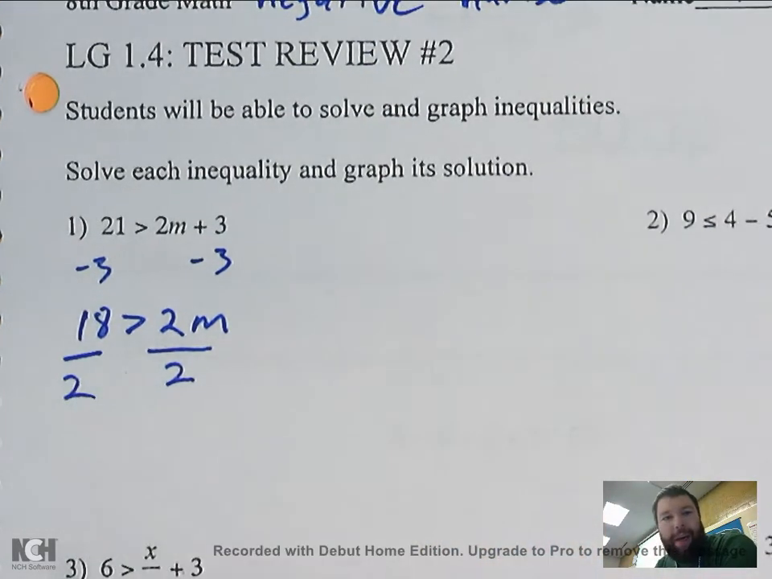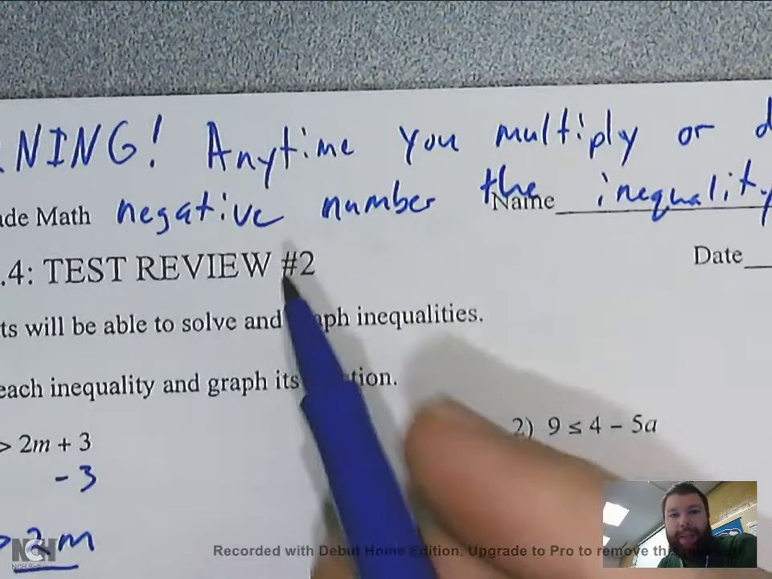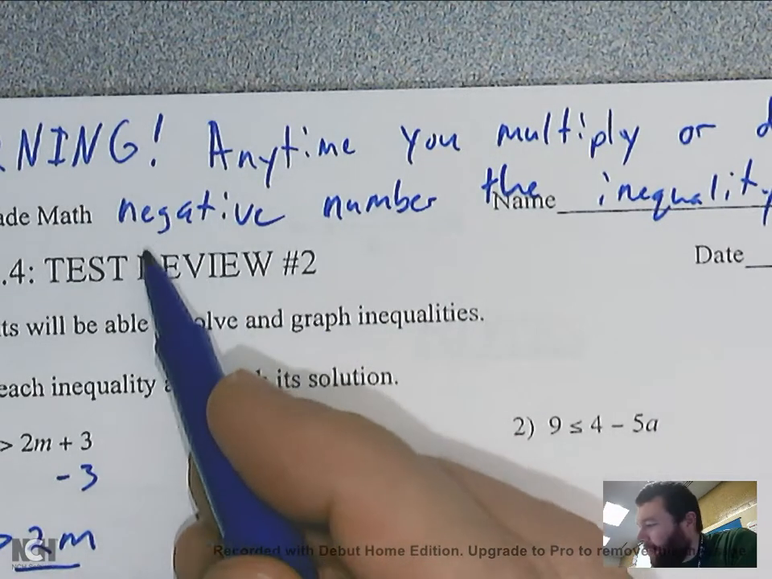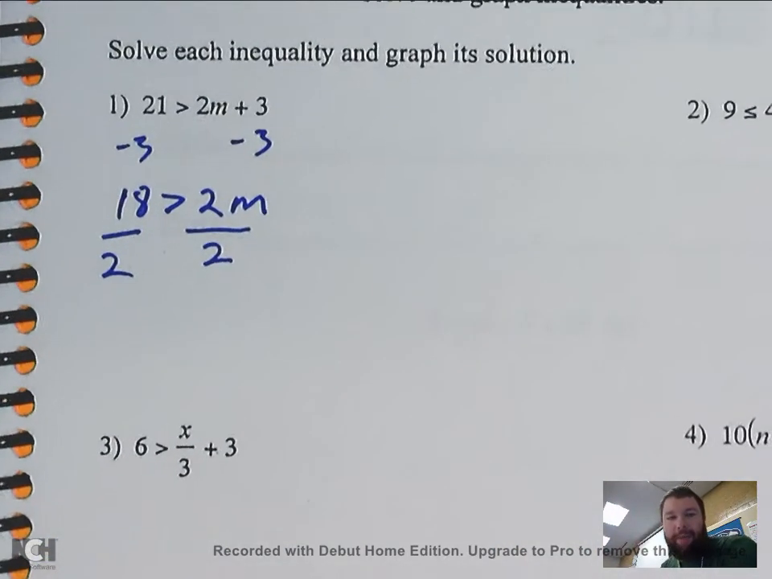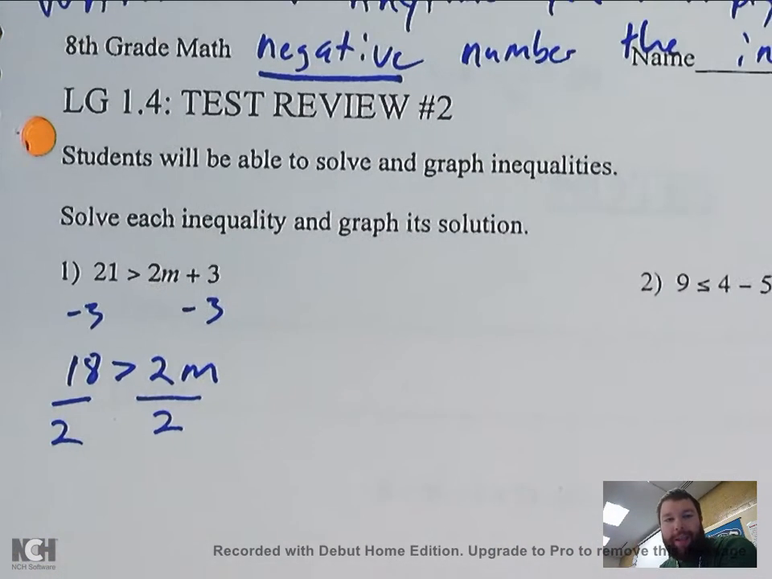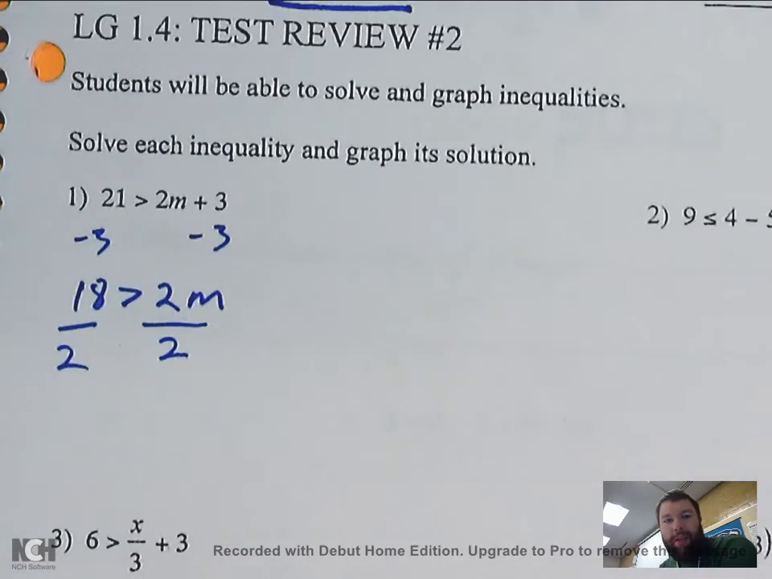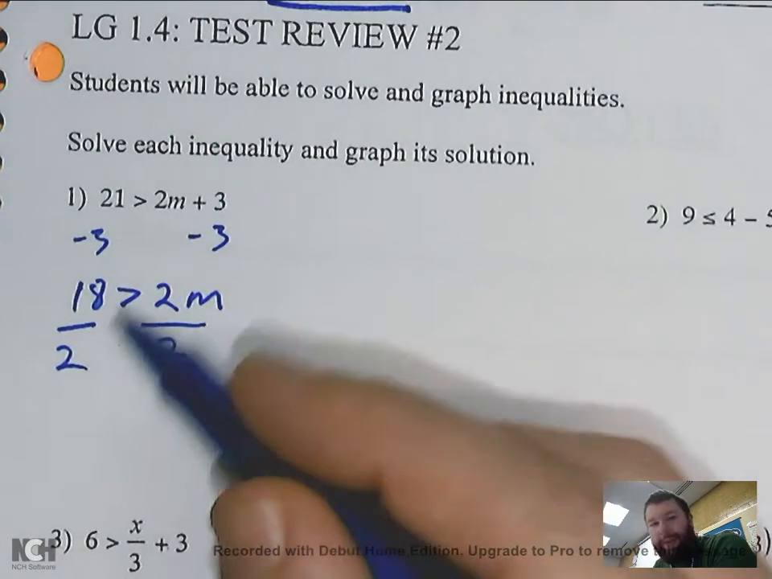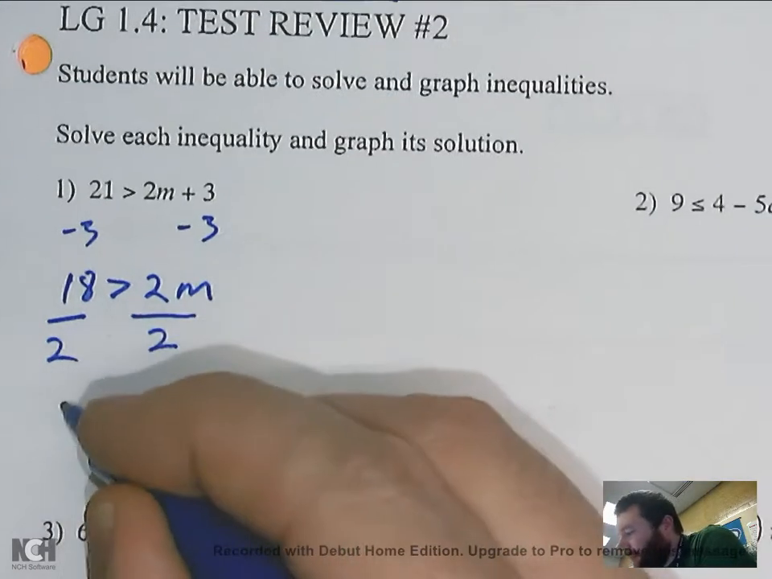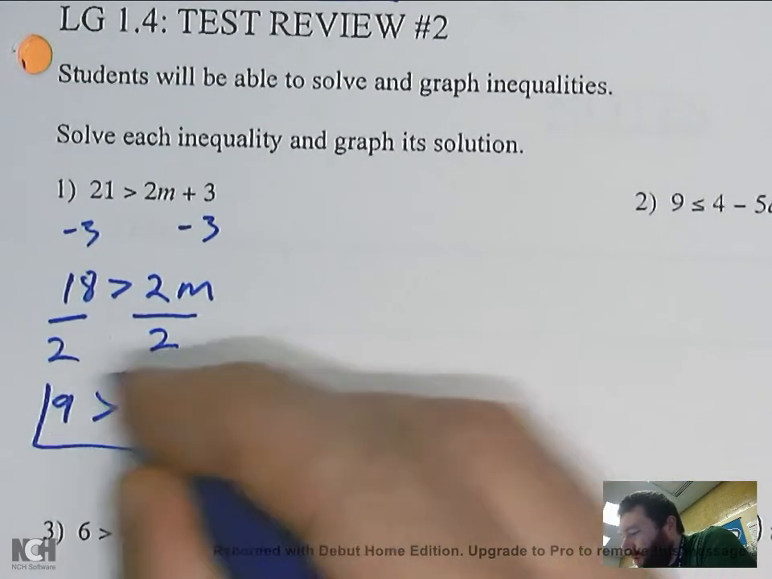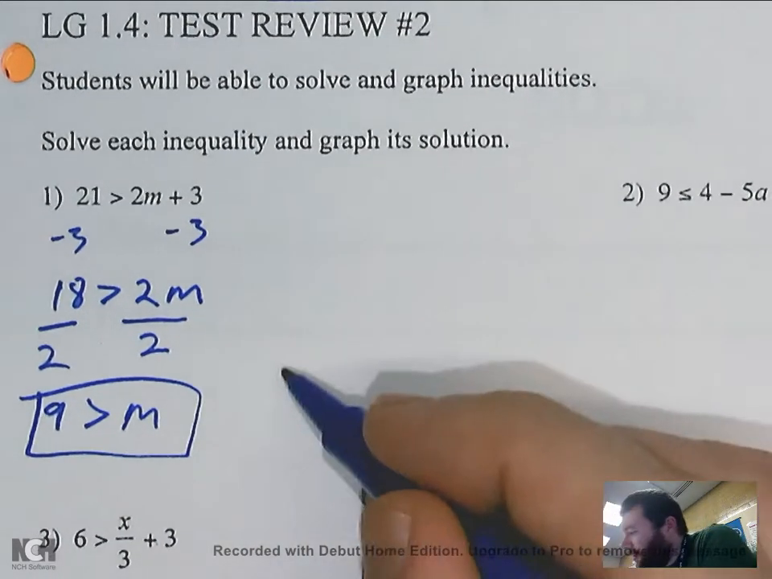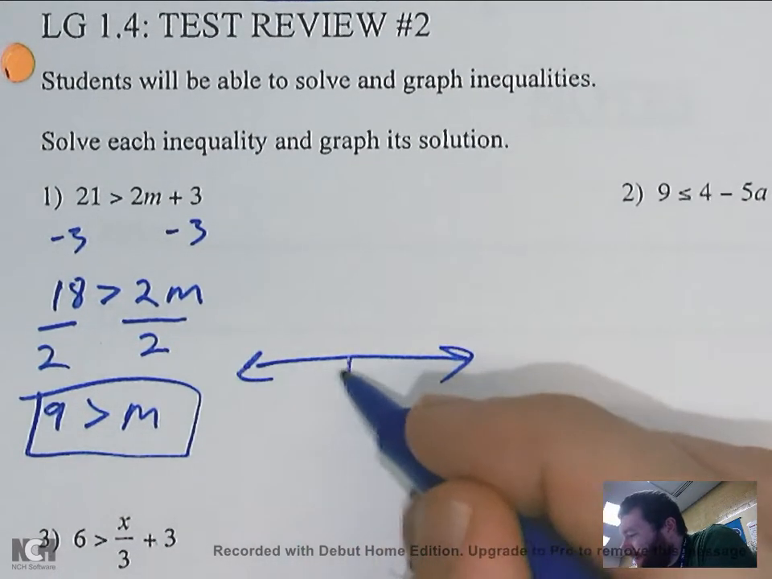Now, when we divide by a positive 2, it's not going to do anything, right? Because it's only when you multiply or divide each side by a negative number that it matters, and this is a positive 2. So because it's positive, it does not do anything to the inequality sign. And you'd have 9 is greater than m. So there's one answer. And then you do your number line, your graph.